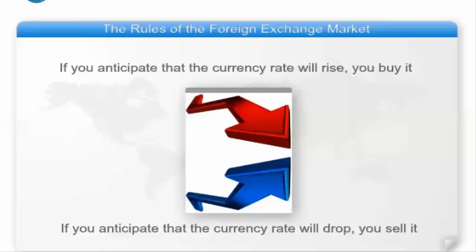Trading currencies is exactly like buying and selling wood, tomatoes, or cucumbers for that matter. We buy the goods when we think the price will rise, and we sell the goods when we think the price will fall.